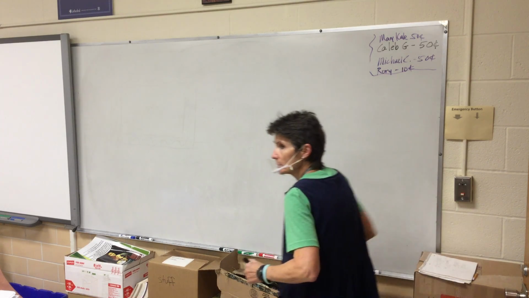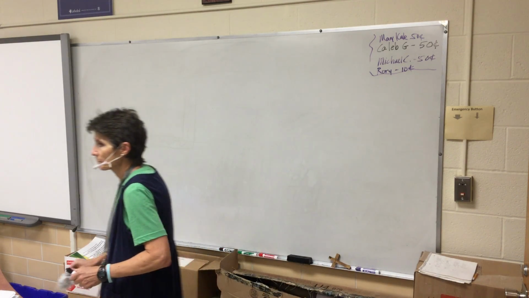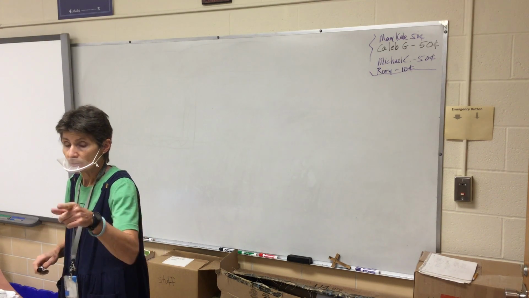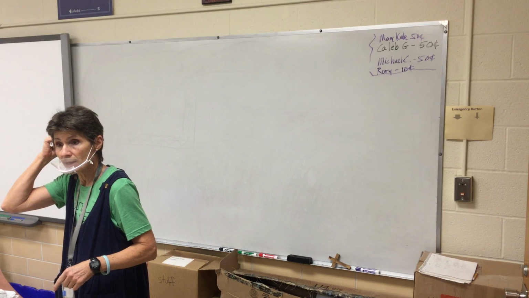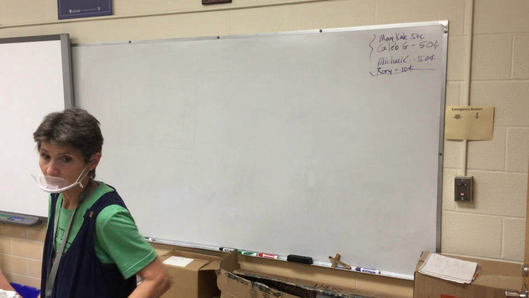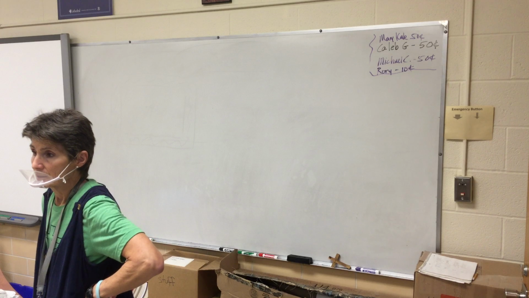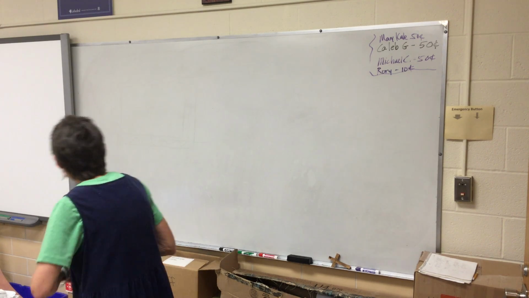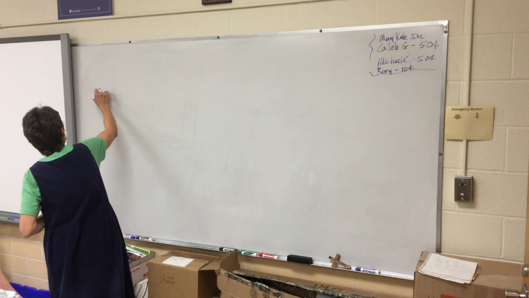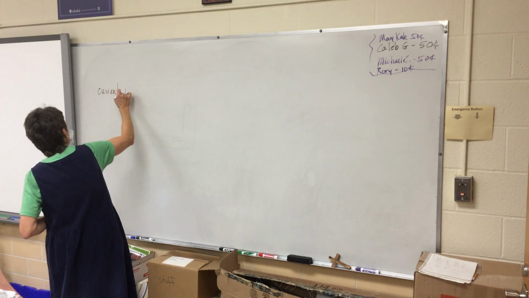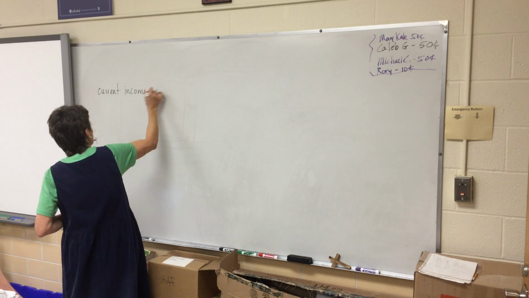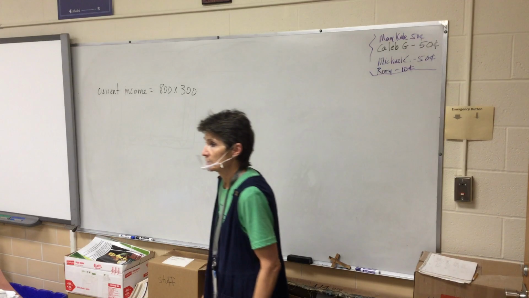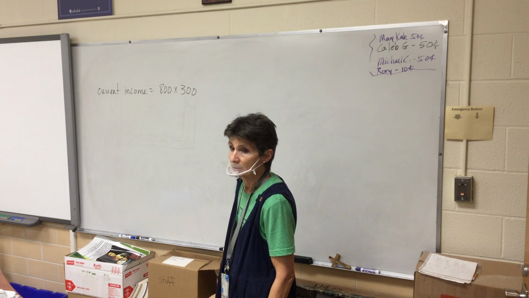Read the problem. $300 per month. Well, you're making $300 per month per apartment. How many apartments are you renting? 800. 800 of them. So right now, isn't your current income 800 times 300? Right?